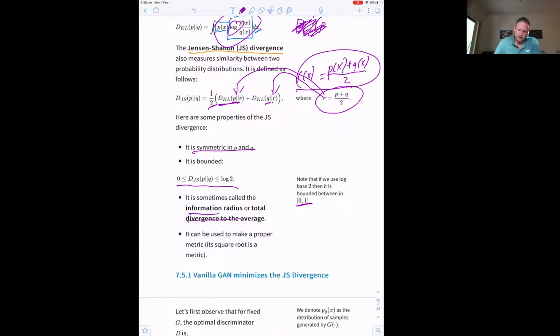These are other names for it. And just so you know, you can actually use this to make a proper metric, a metric in the space of distributions. We'll do it by taking the square root.